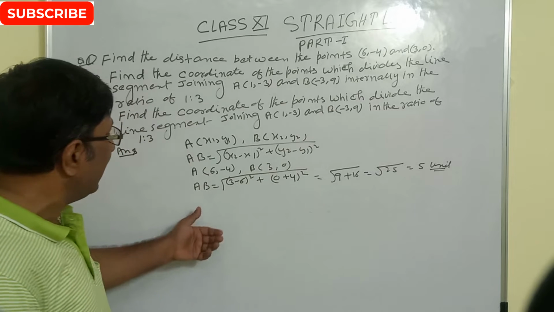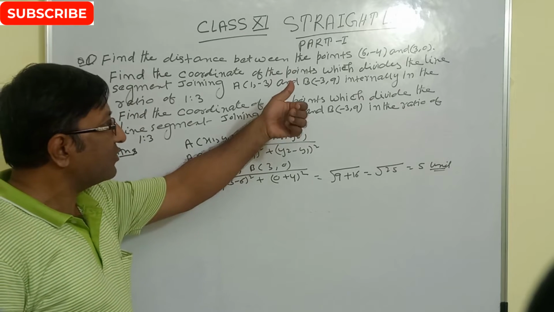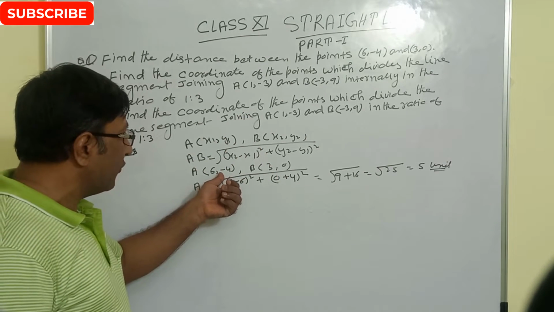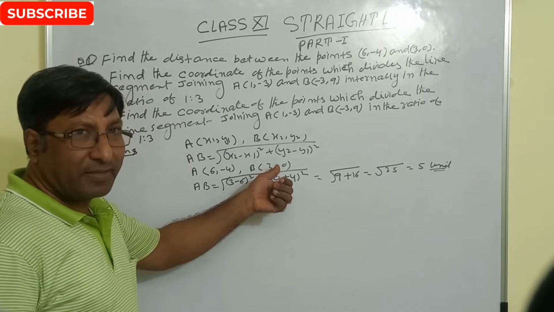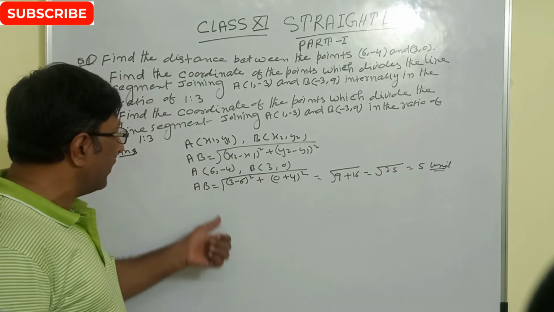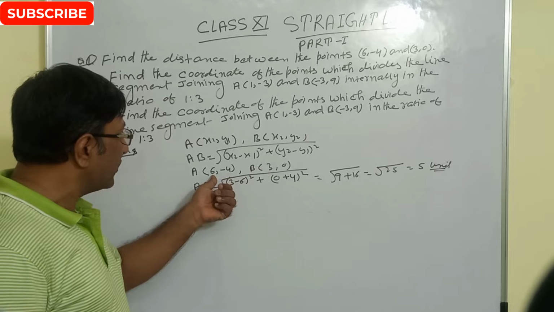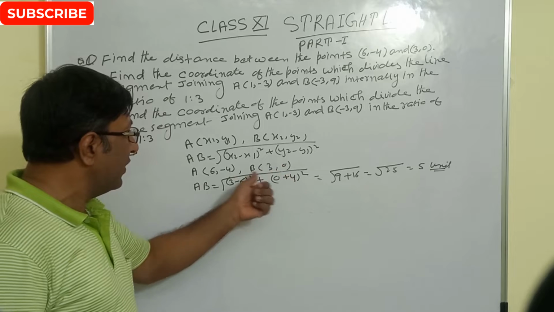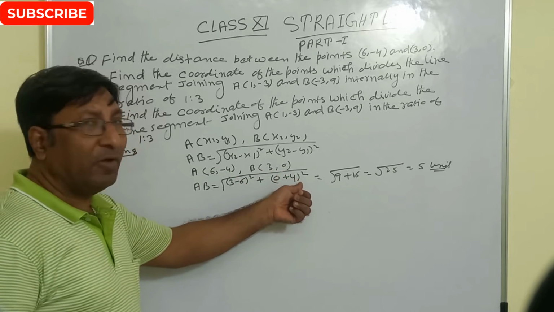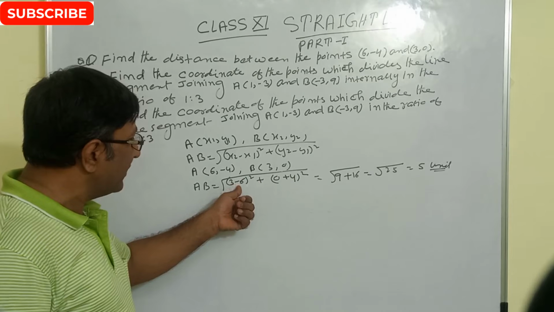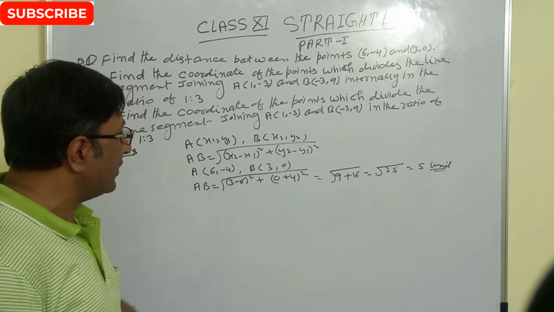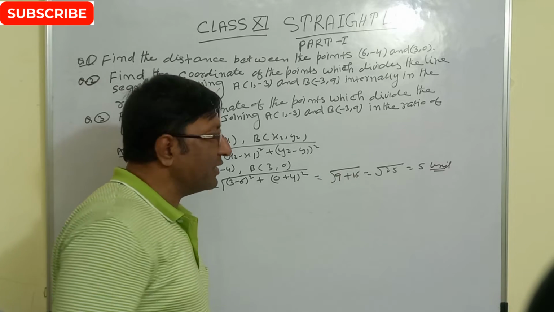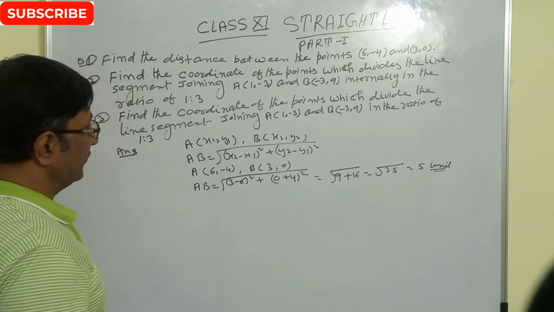So the distance between A and B, that is, the first point A is (6, -4) and the second point B is (3, 0). Then the distance between A and B is what? AB equal to x2 minus x1, that is (3 minus 6) whole square, plus y2 minus y1, that is 0 minus minus plus, so (0 plus 4) whole square. So this is what? 3 minus 6 is minus 3, minus 3 square is what? 9. And 0 plus 4, that is 4, square is what? 16. So the correct answer is 5 units. So this is the first question.